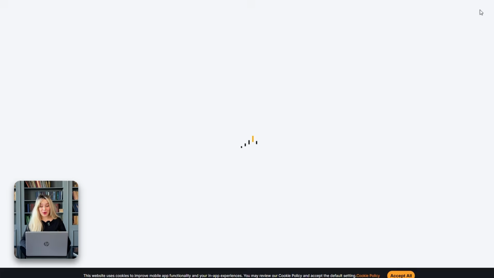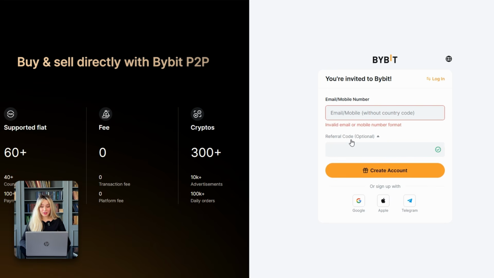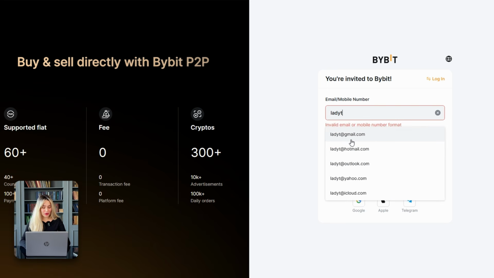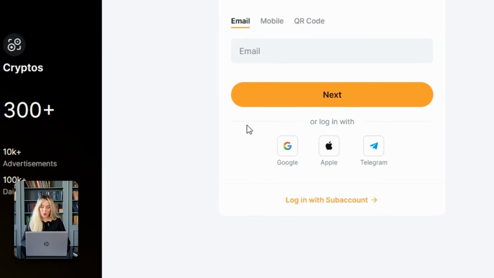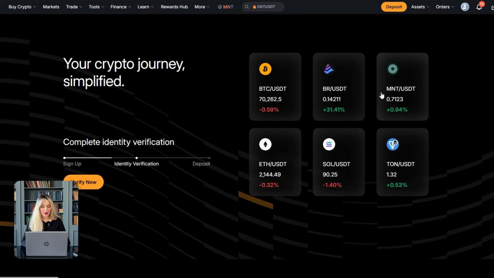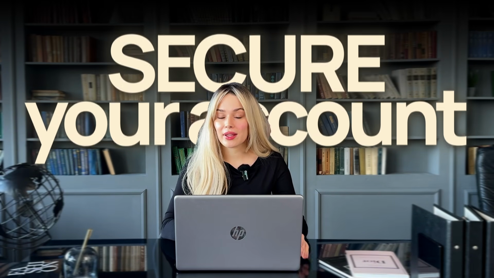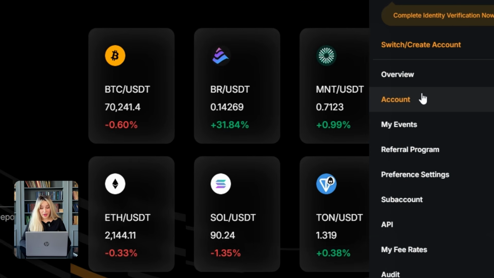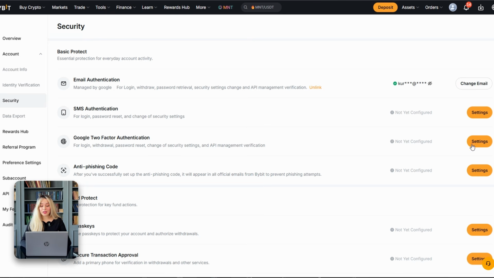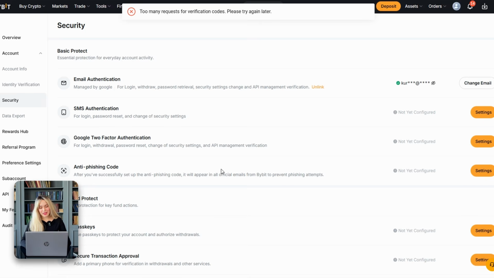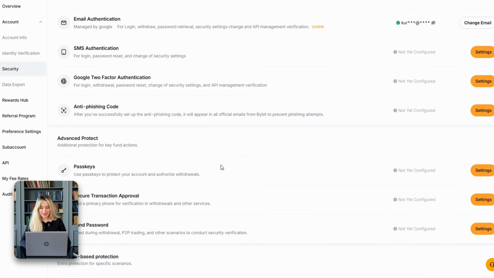To sign up, go to bybit.com, enter your email, and create a strong password. You can also sign up with Google or Apple. Once logged in, you'll land on the homepage. Before doing anything, secure your account. This is extremely important. Go to your profile icon, account, and security. Enable SMS verification and Google Authenticator. This protects your account from unauthorized access.